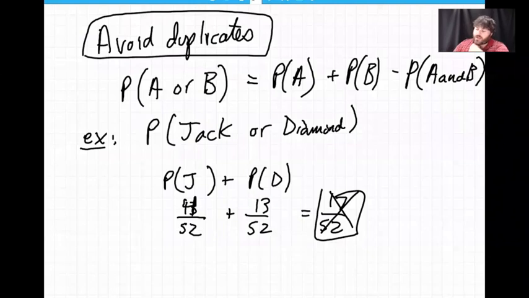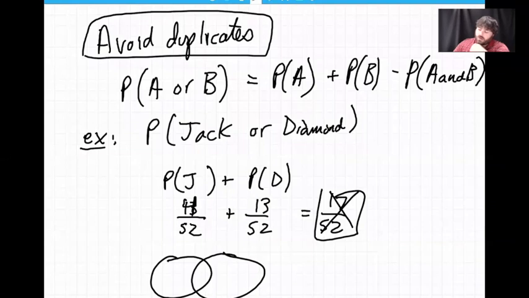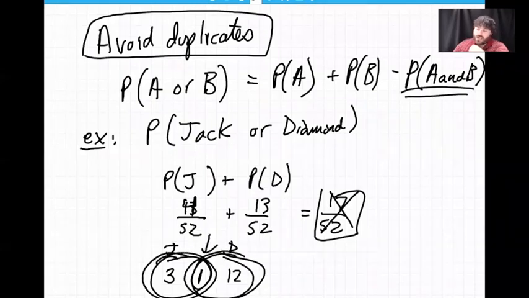The reason is because there are almost like this, right? There's 1 jack that is a diamond. There's 3 jacks that are not diamonds. And then there's 12 diamonds that are not jacks. So because we have this, if I just did this plus this, I would have counted this twice. That's why we subtract away the probability of the and part.